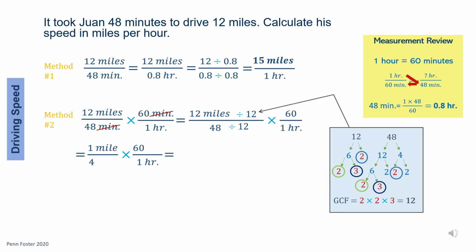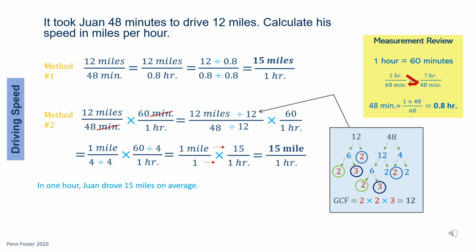Another GCF exists between 60 and 4 and must be eliminated. Find the greatest common factor between 60 and 4 using the tree method. 4 is the GCF. Divide top and bottom by 4. You end up with a simplified multiplication problem. 1 mile over 1 times 15 over 1 hour. Finally, multiply across. Juwan's driving speed was 15 miles per hour.